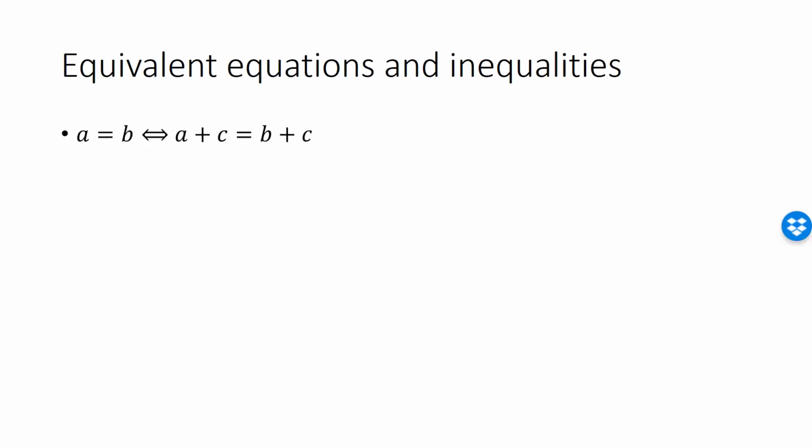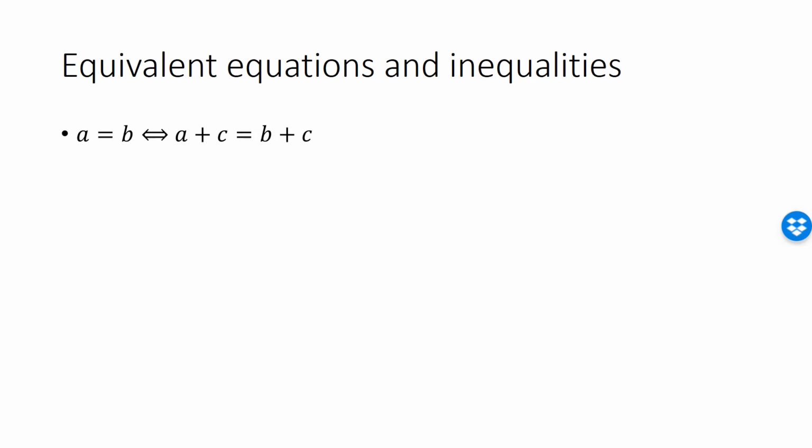We say that the statement or equation A is equal to B is equivalent to the statement or equation A plus C is equal to B plus C. One of them is true if and only if the other one is true. We write this using an arrow pointing in both directions. You know this from basic algebra, as you can add any number to both sides of the equation without changing the equation. We use this result repeatedly when we solve equations.